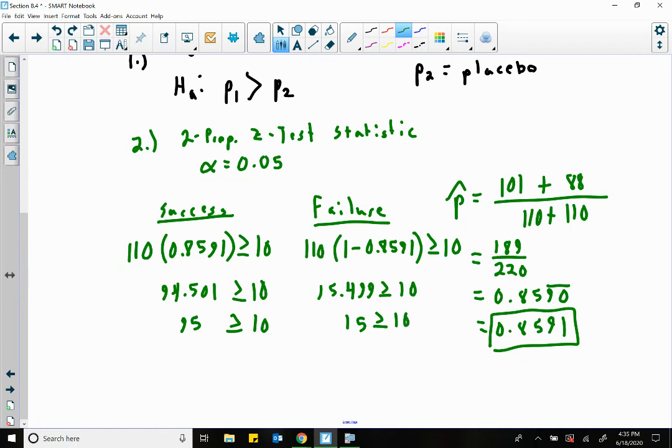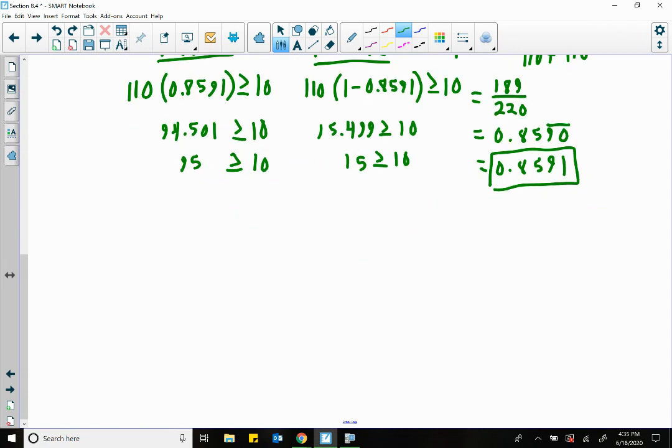And again, that's definitely bigger than 10. Okay? So it checks out for the first population. So P1 is all good, but what about P2? Well, thankfully for us, it's all the same information. Okay? So P1 was good, and so is P2.